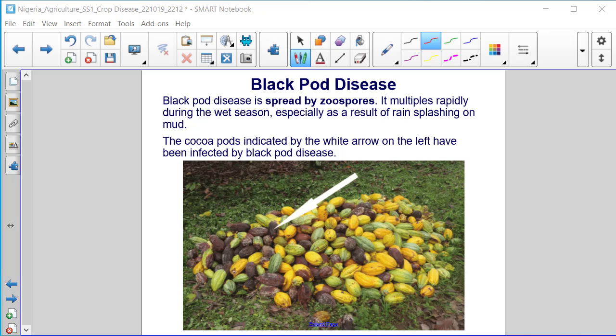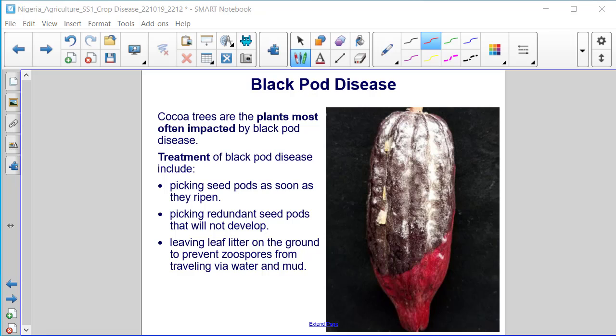Black pod disease is spread by zoospores. It multiplies rapidly during the wet season, especially as a result of rain splashing on mud. The cocoa pods indicated by the white arrow on the left have been infected by black pod disease. Cocoa trees are the plants most often impacted by black pod disease.